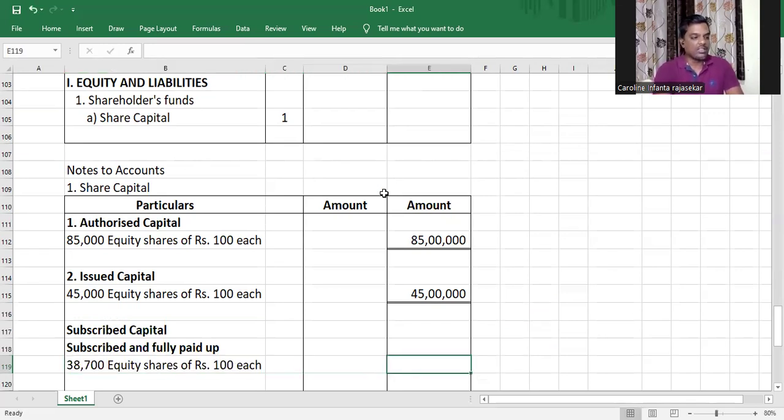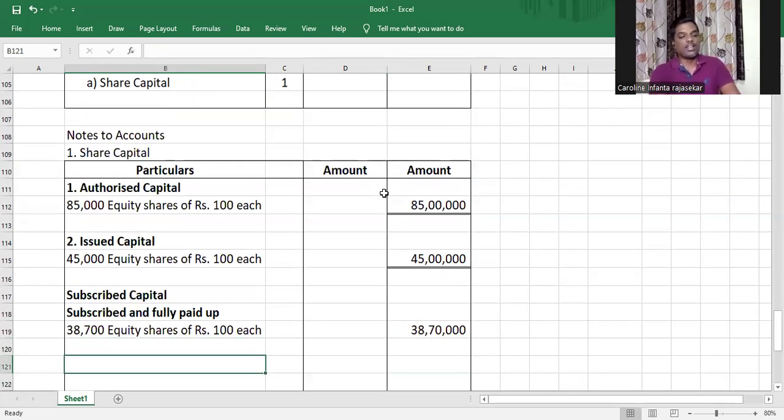Now, in the earlier question, when there were calls in arrears, what did we do? We would write them as subscribed but not fully paid up, and then we would deduct the calls in arrears amount and write it. But that is not the case when there is forfeiture. When the shares are forfeited, we just add the share forfeiture account, or forfeited shares account. Understood or not? Either. Same thing only.